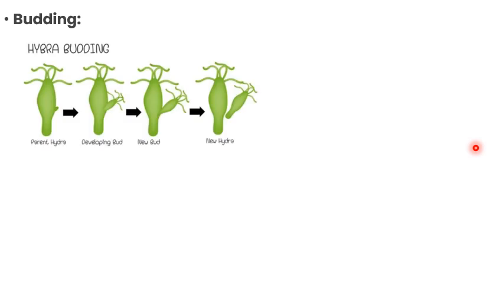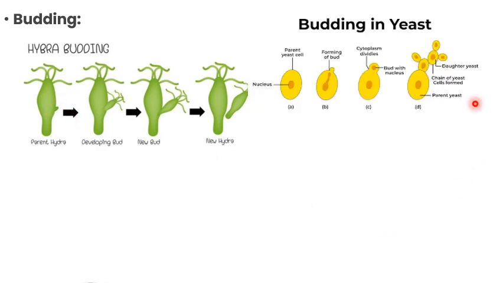Now let us discuss another type of reproduction, which we call budding. What is budding? It is a type of asexual reproduction. Here, a new organism develops from a small outgrowth or a bud on the parental organism. I hope you got it. The new organism develops from a bud on the parental organism. This is what we call budding.